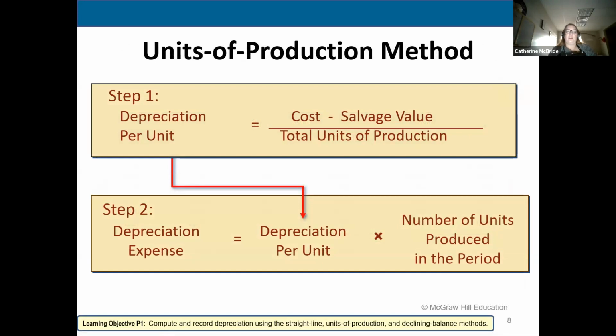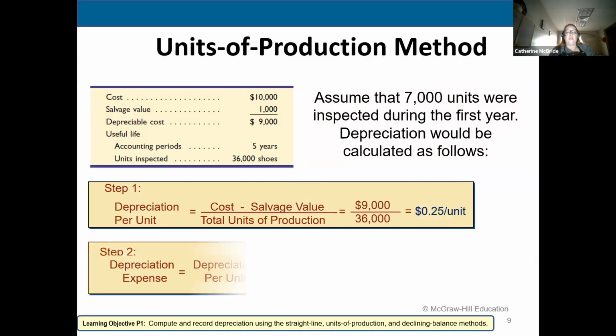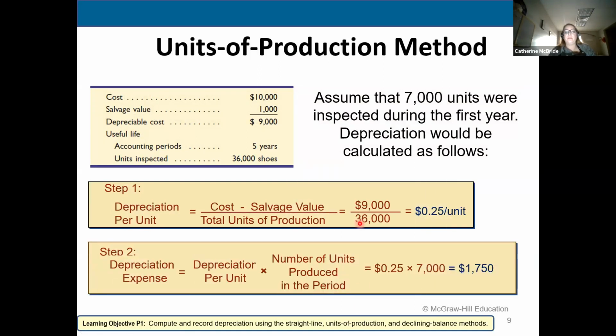So for units of production, it's the same formula, except the life is going to be in units. So we still take our cost minus our salvage value and divide it by the units of production. So here's what we have. Our depreciable cost is $9,000. Our total units of production are 36,000. So if our depreciable cost is 9,000 and we're going to produce 36,000 units, our depreciation cost is going to be 25 cents per unit.